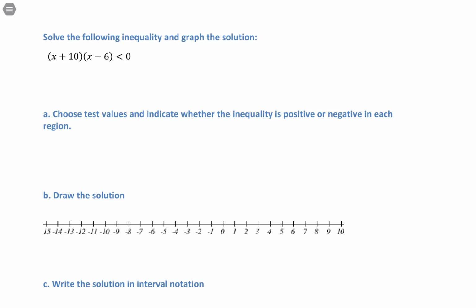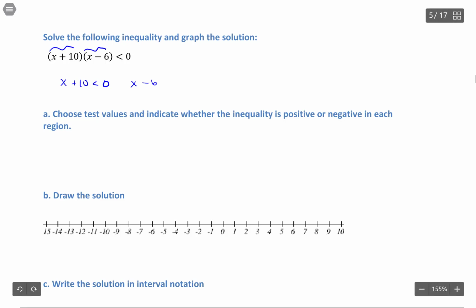But that's not the case with polynomial inequalities. You have to use test values on different intervals. The reason is we're looking for all the values that are less than 0. So what happens is you have two numbers, x plus 10 and x minus 6, whose product is less than 0. And so that can happen if this is less than 0 or if this is less than 0. So you can't just take each of these and set them less than 0 and solve.